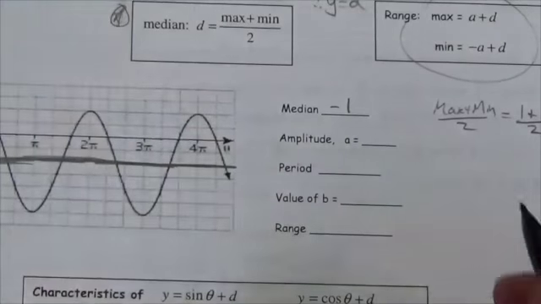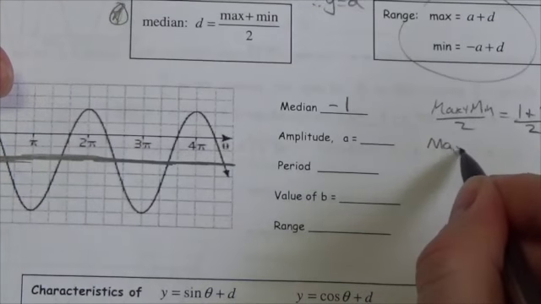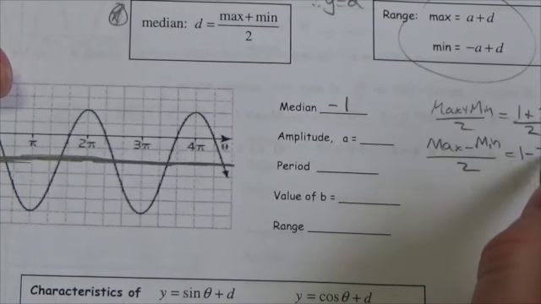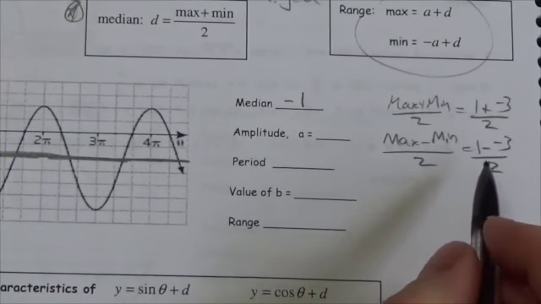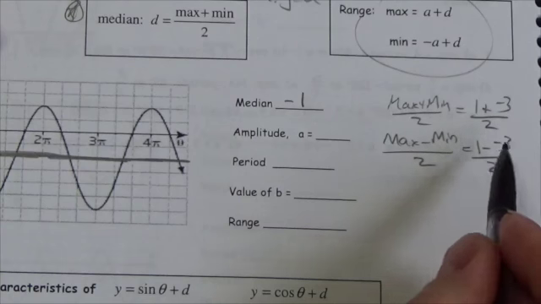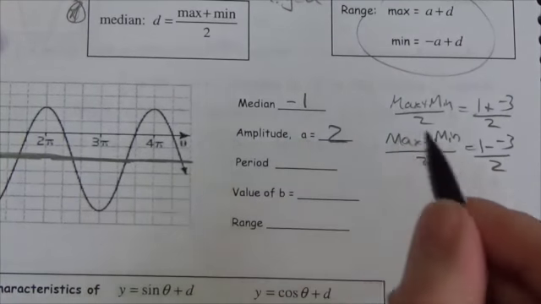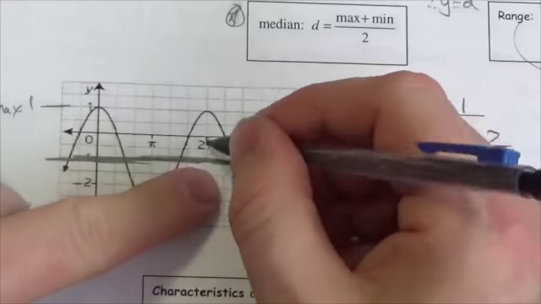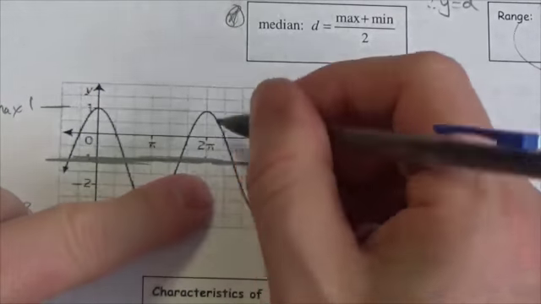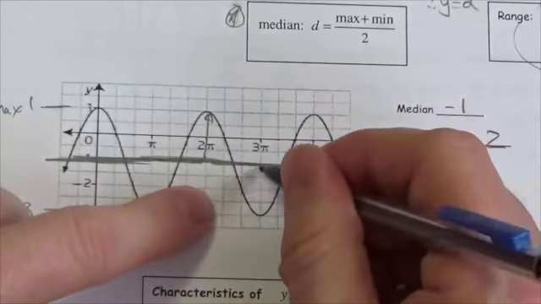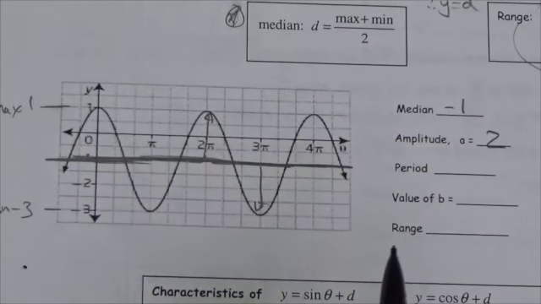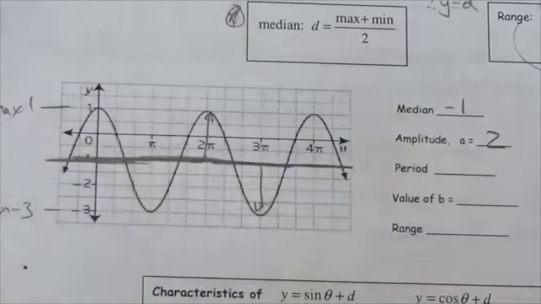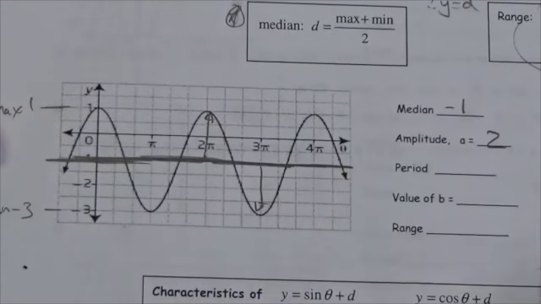The amplitude is our max minus our min over 2, so it's going to be 1 minus negative 3 over 2. 1 minus negative 3 will be 4, divided by 2 is 2. Now let's look at the graph here. The amplitude is supposed to be the distance from the middle to the maximum, or the distance from the middle to the minimum. And yeah, that's 2. Down 2, up 2. Good. It's exactly what I thought it should be.